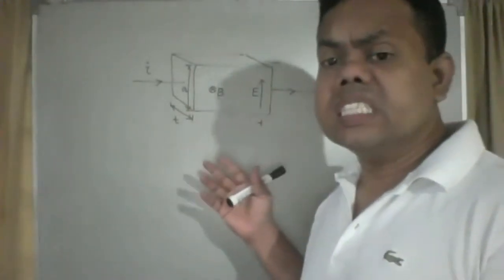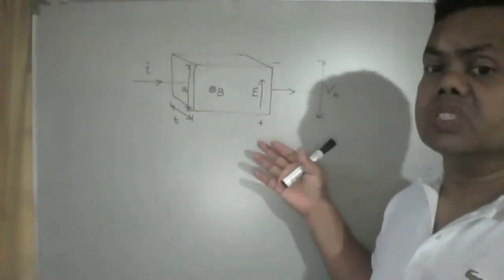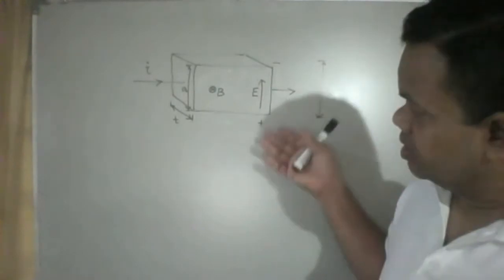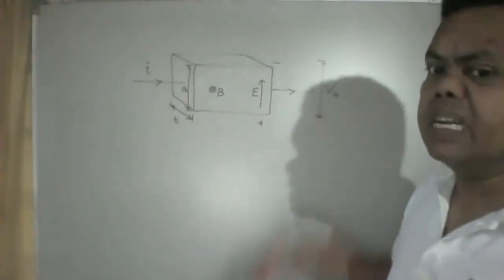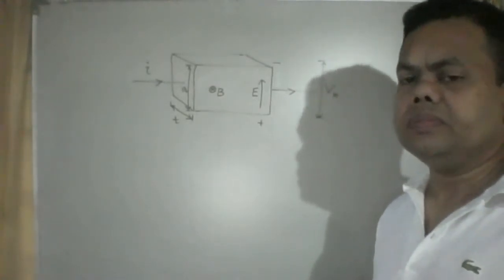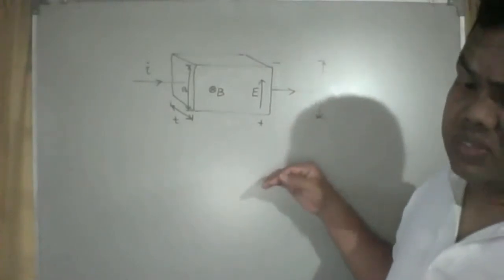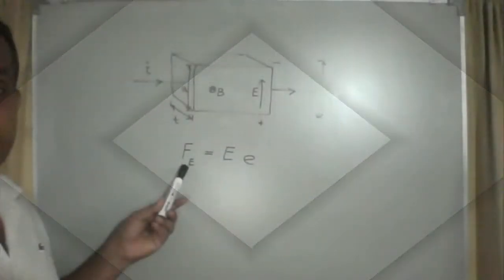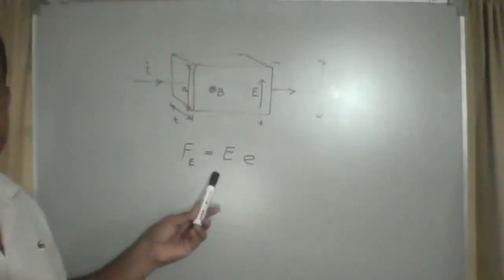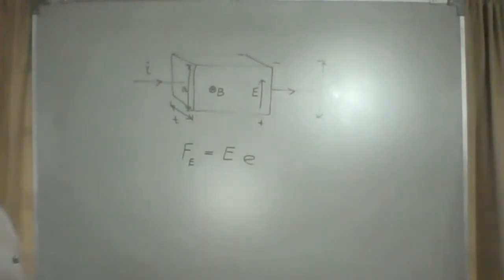Once the steady state has been achieved, the upward magnetic force on an electron will be equal to the downward electrostatic force on the same electron. Since electrostatic force is given by F equals Ee, Fe is the electrostatic force, E is the electric field strength, and e is the electronic charge. Say equation 1.